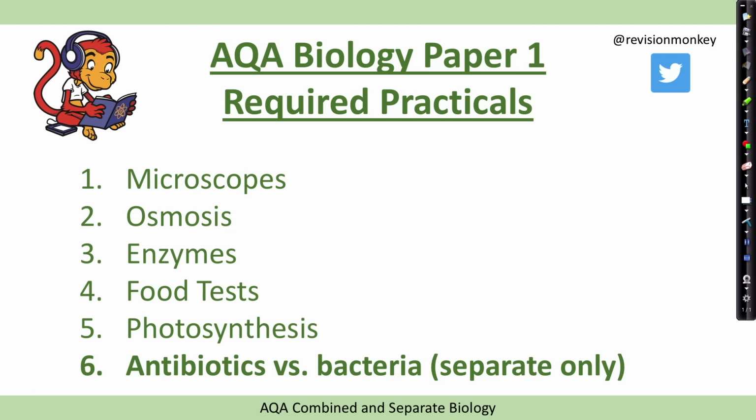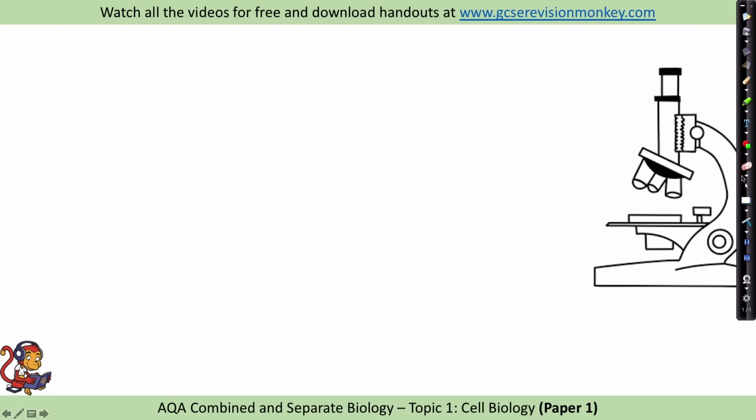Microscopes required practical. With the microscopes required practical, you need to know how to prepare a slide and how to focus that image under a microscope at different magnifications. So first of all, in the microscope, you've got the bit that you look into, and that is called the eyepiece. That often has a number on it, for example, times by 10. We'll come back to that later.